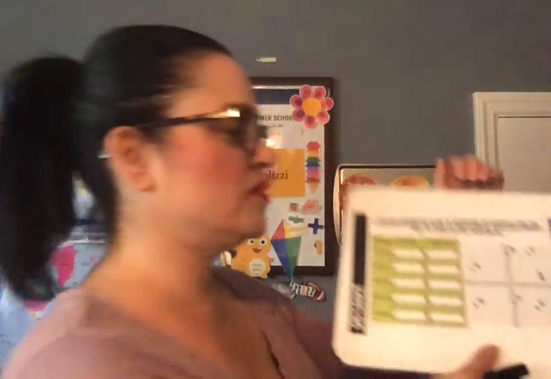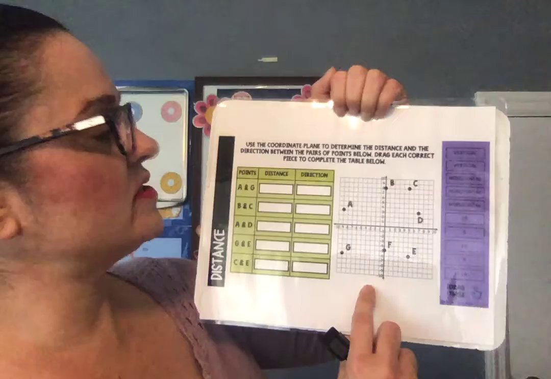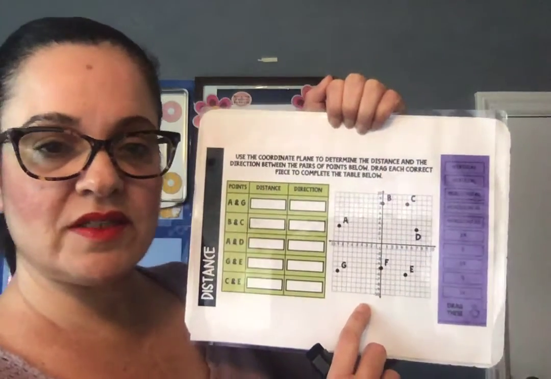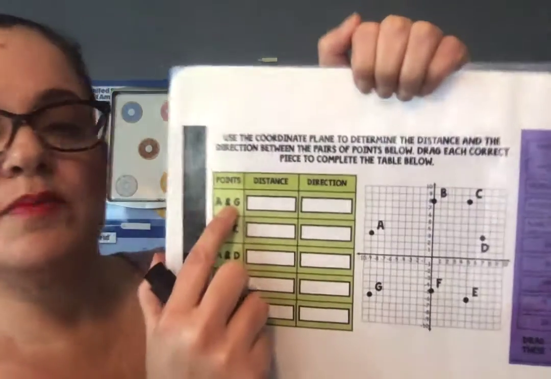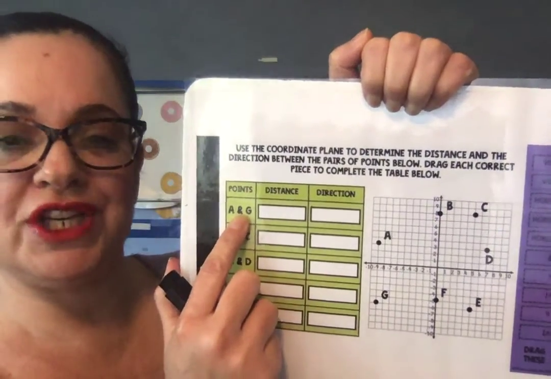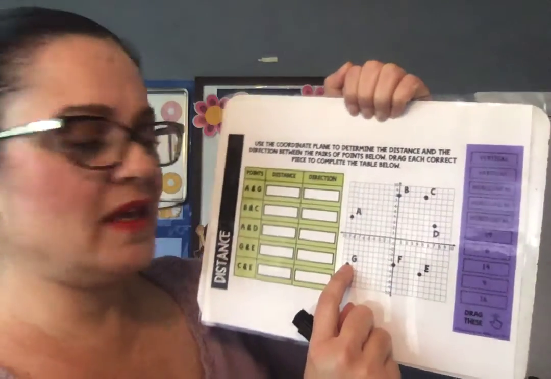Okay, so on the first page, you're given a bunch of points. They're named with capital letters, and you'll have to find the distance and direction of each point. So for example, if we look at the distance between points A and G, over here we have A and we have G.